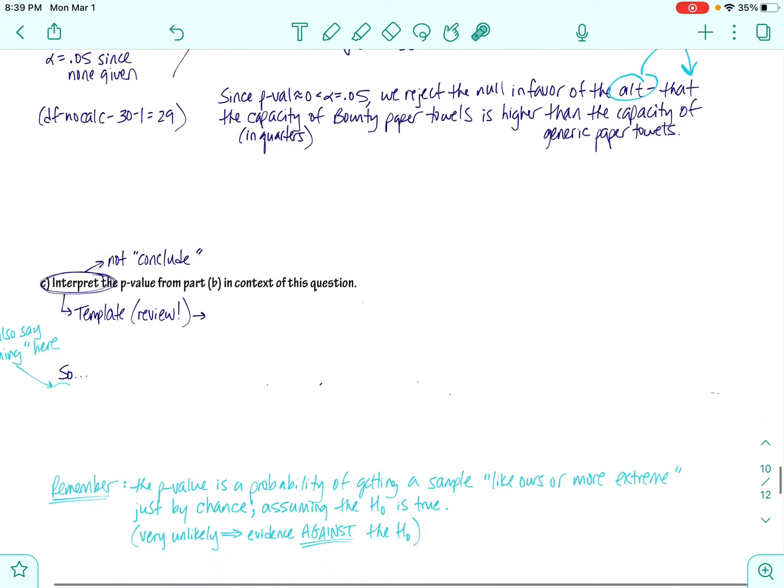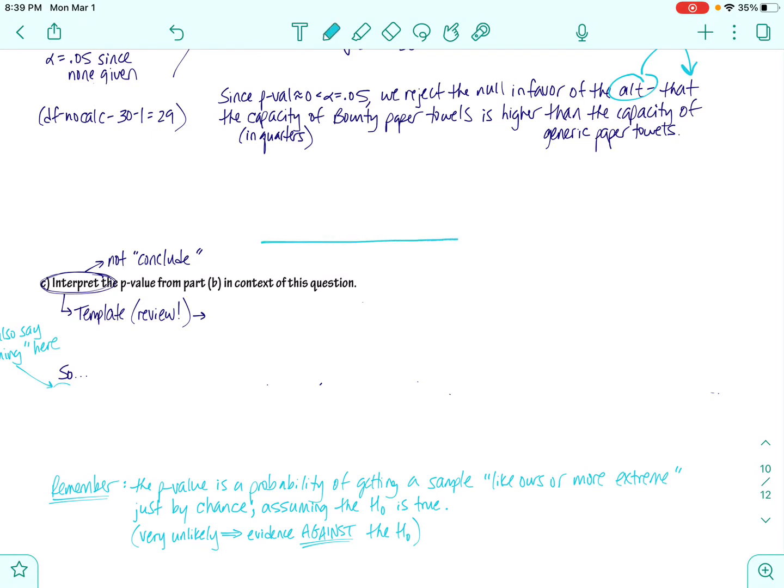So part C just tells you not to conclude. I did my conclusion up here. Do you remember how to interpret the p-value based on the group work I graded from a couple days ago? It seems like we still maybe need a little bit of work to interpret the p-value. What does that p-value mean?